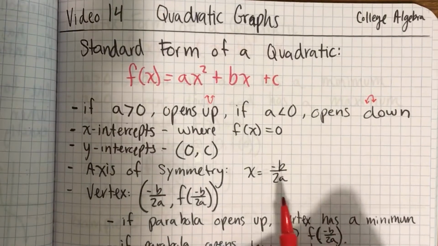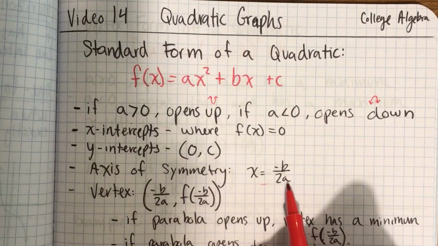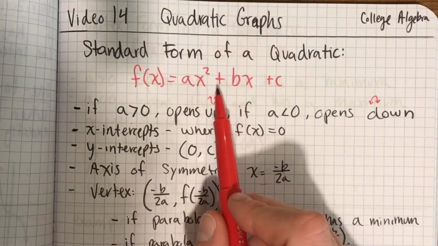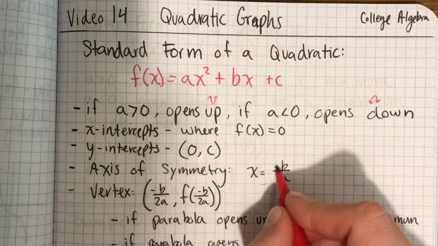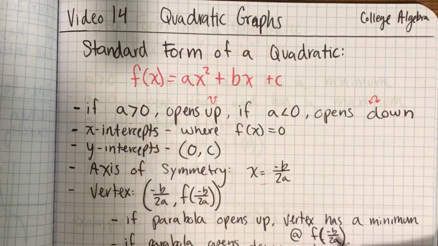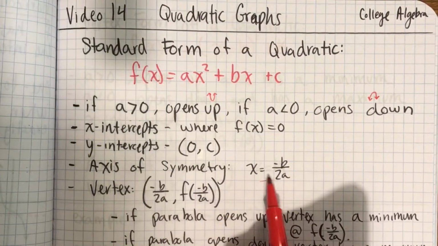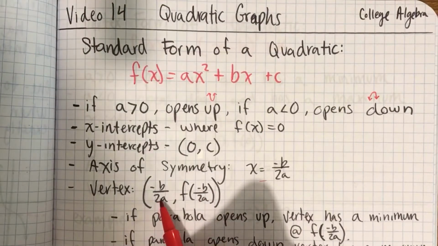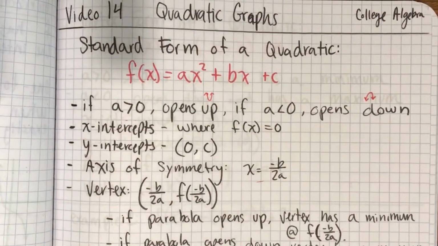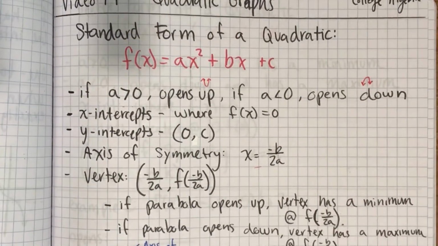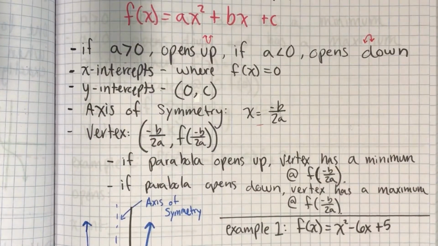Finding our axis of symmetry, we use this equation: x equals negative b over 2a. If my b is already negative, we'll take the negative times that to make it positive. Some people say opposite b over 2a. And finding our vertex, we just take that x value from our axis of symmetry for our x value of our vertex, and we plug that in to find our y value of our vertex. Remember, if the parabola opens up, it has a minimum. If it opens down, it has a maximum.